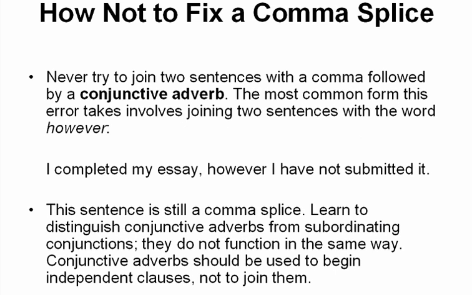How not to fix a comma splice? Never try to join two sentences with a comma followed by a conjunctive adverb like this. I completed my essay, however, I haven't submitted it. For this to be correct, you need to have something like this. So without what I've just done, these red marks here, so without these here, the sentence is still a comma splice. So you have to learn to distinguish between conjunctive adverbs and subordinating conjunctions. They don't function in the same way.